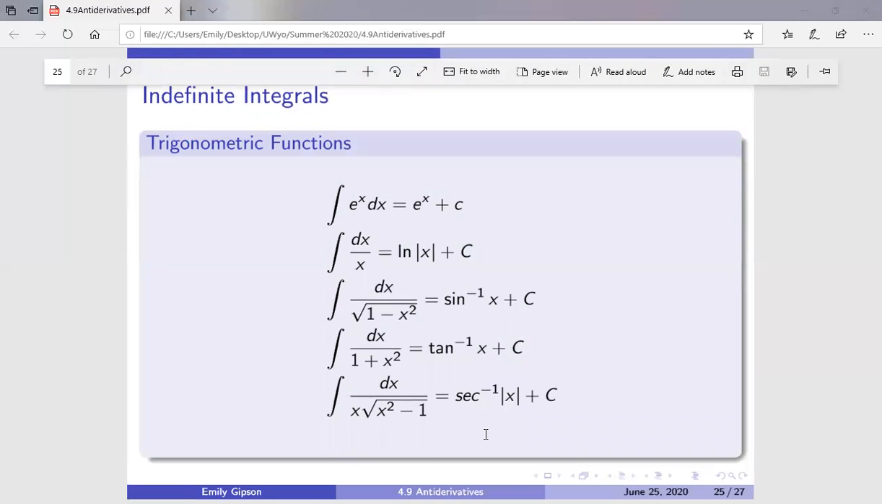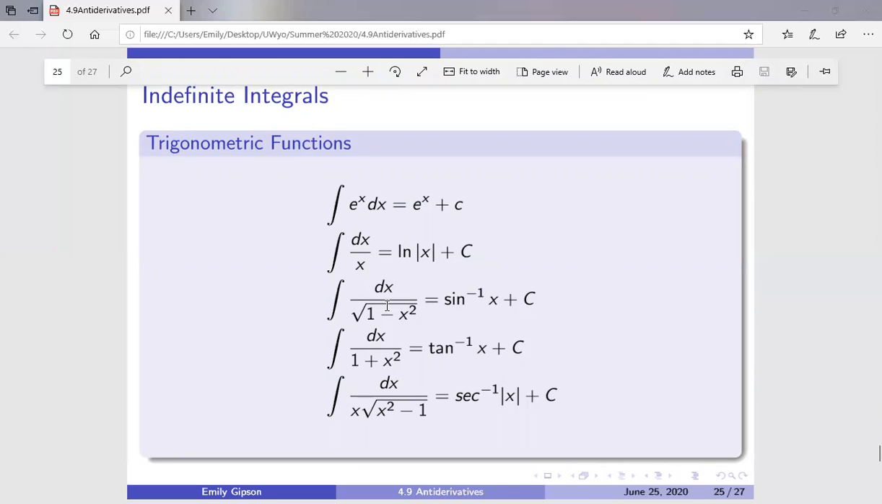Now, here are some other functions, not trigonometric, but just other functions. If d/dx of e to the x is e to the x, then the integral of e to the x dx should just be e to the x, and we find that that's true. Now, conversely, we get that the integral of dx over x is equal to the natural log of x plus c. That might be surprising to you, but this is one you're just going to have to memorize.